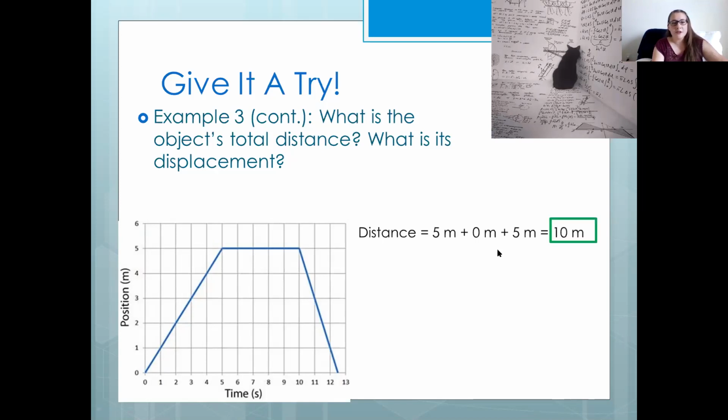The distance that it travels is 5 meters forward. It stops there and then travels 5 meters back. So its total distance is 10 meters. But its displacement is 0 meters. As I was saying, it starts at a position of 0, ends at a position of 0. Since it's ending up at the same place that it's starting, its displacement is 0.